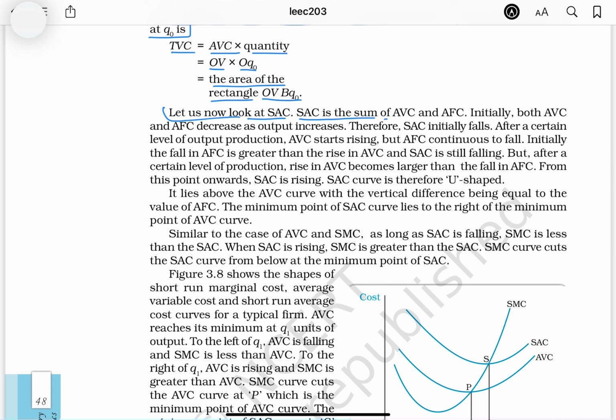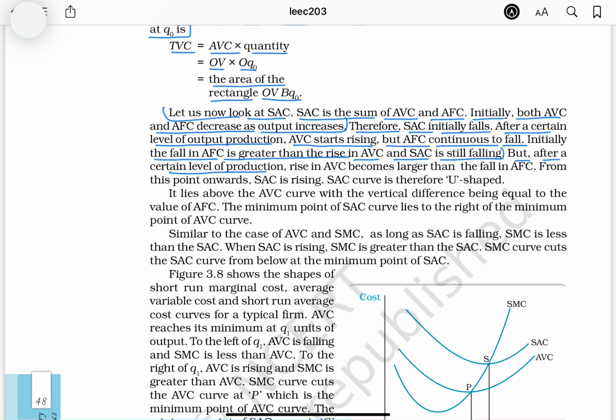SAC is the sum of AVC and AFC. Initially, both AVC and AFC decrease as output increases. Therefore, SAC initially falls. After a certain level of output, AVC starts rising, but AFC continues to fall. Initially, the fall in AFC is greater than the rise in AVC, and SAC is still falling.